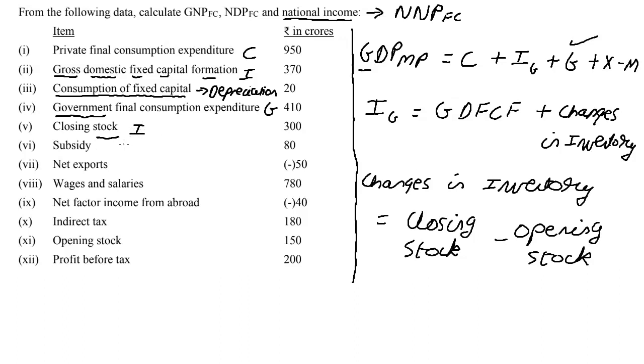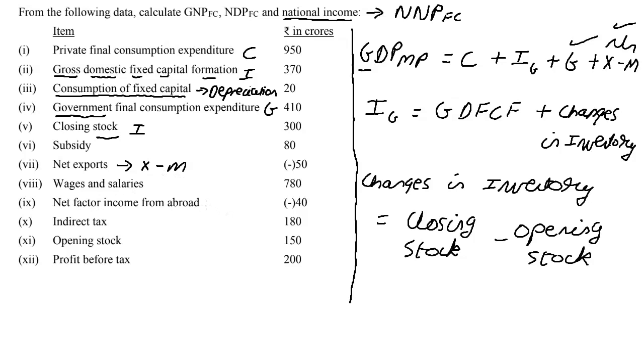Subsidy is part of what we call net indirect taxes, so we'll be using that going forward. Net exports, by the way, is nothing but exports minus imports. That means this entire thing right here has been looked after for us. What we have is X minus M. Now, wages and salaries is not part of the expenditure method formula. It is part of the income method formula, so for now we can ignore it.